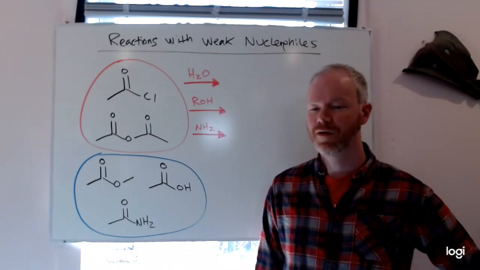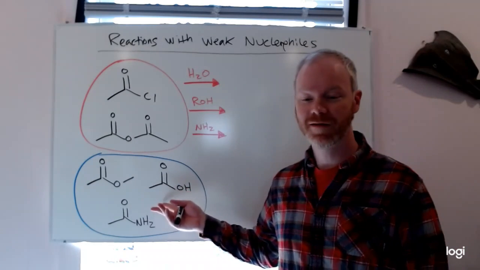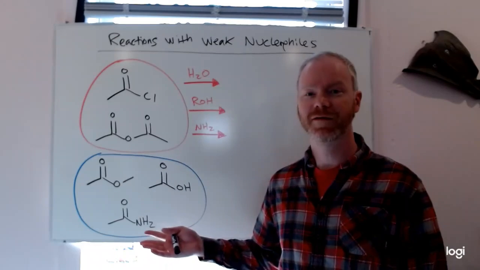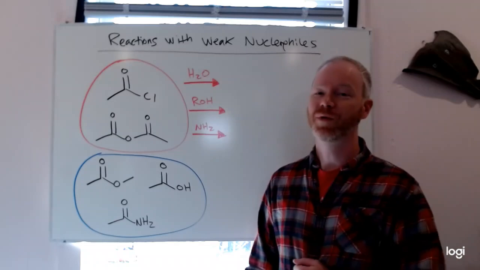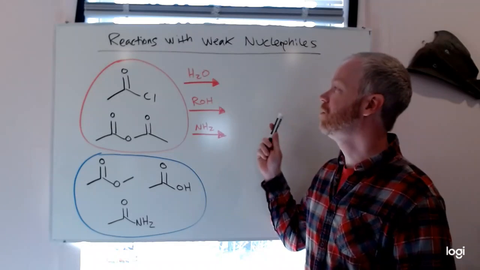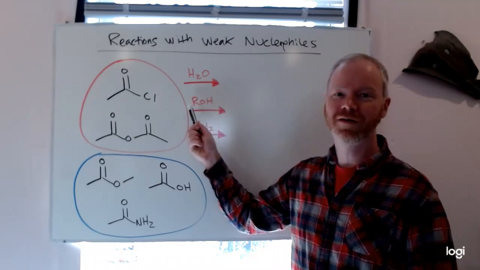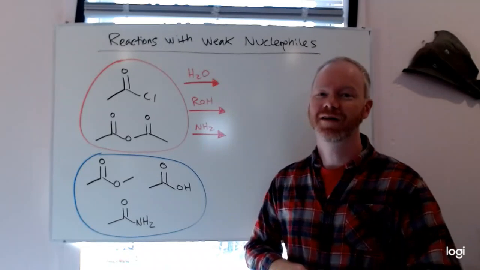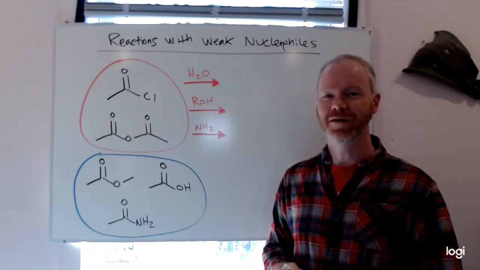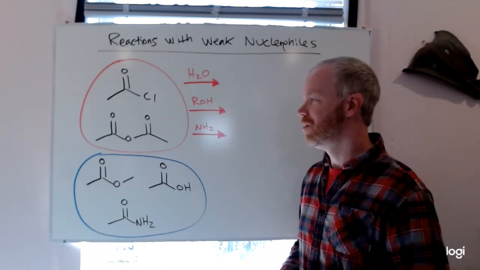So let's talk about how our carboxylic acid functional group and the similar functional groups called the carboxylic acid derivatives react with weak nucleophiles. Weaker nucleophiles, things like water or alcohols or amines, they don't have a formal negative charge, so they can act like nucleophiles, but generally they're not very reactive.